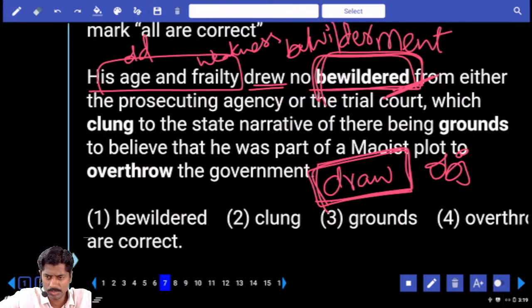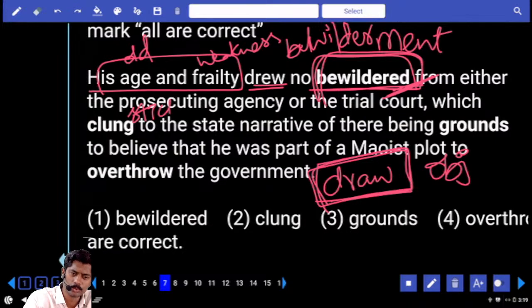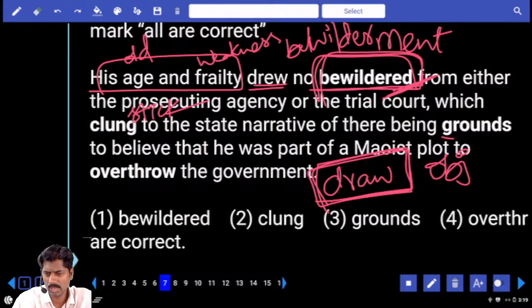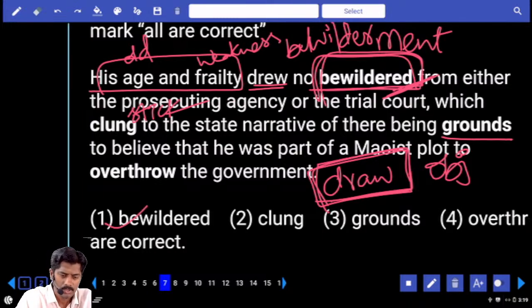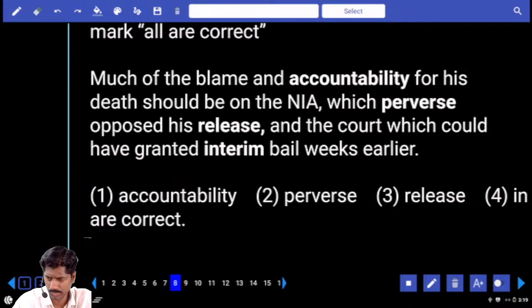Either the prosecuting agency or the trial court which clung. Cling, clung. Do you know clung? Clung to is nothing but stick to, attach to. Generally, children cling or clung to the saris of mothers. When the kids become adults, they get married and they cling to the saris of wives. To the state narrative of there being grounds to believe that he was part of a Maoist plot to overthrow government. First one is the incorrect word.